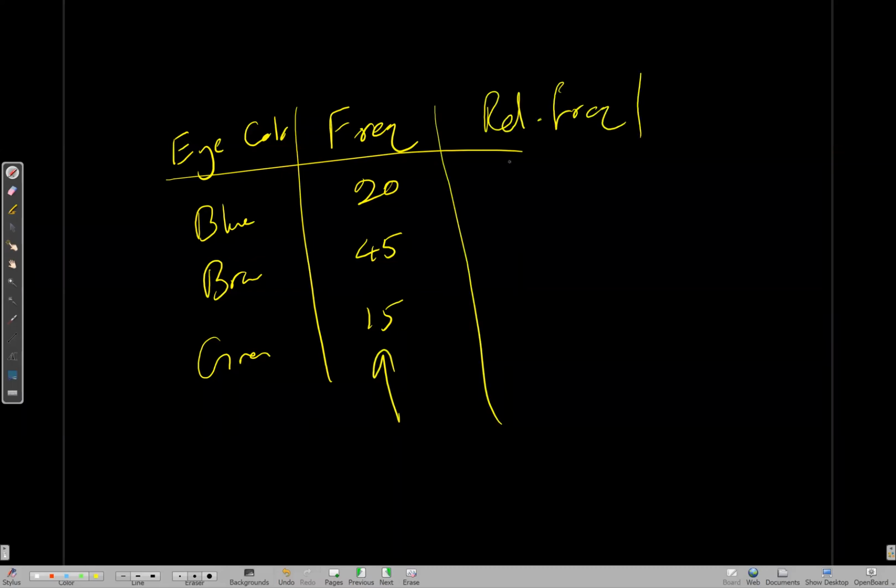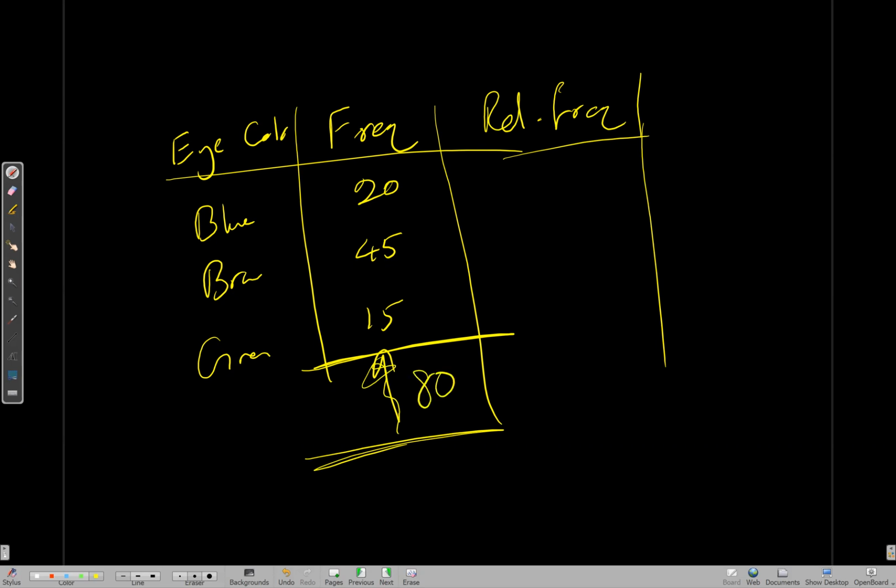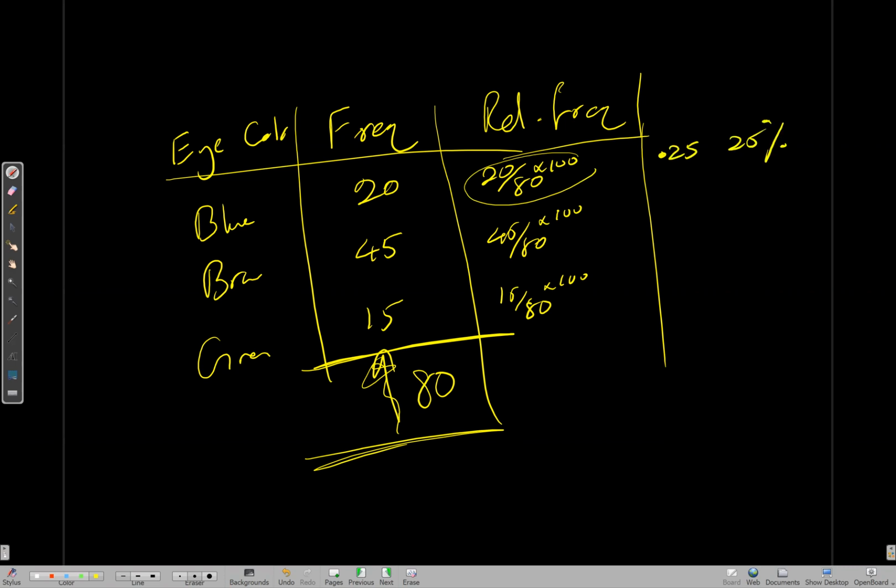Well, that's as a percentage. So for example, first you have to take the total. So 45 and 15, that's 60, plus 20, you have 80. So 20 out of 80, 45 out of 80, 15 out of 80, but you have to make it into a percentage, multiply by 100. So 20 out of 80, that's 1/4 or 25. This result here can be either 0.25 or 25%. Both of them are acceptable.